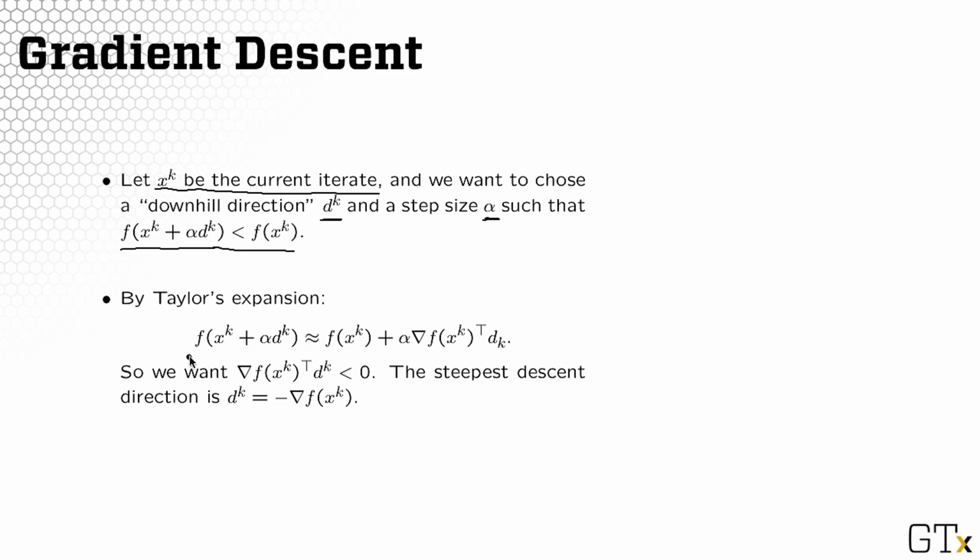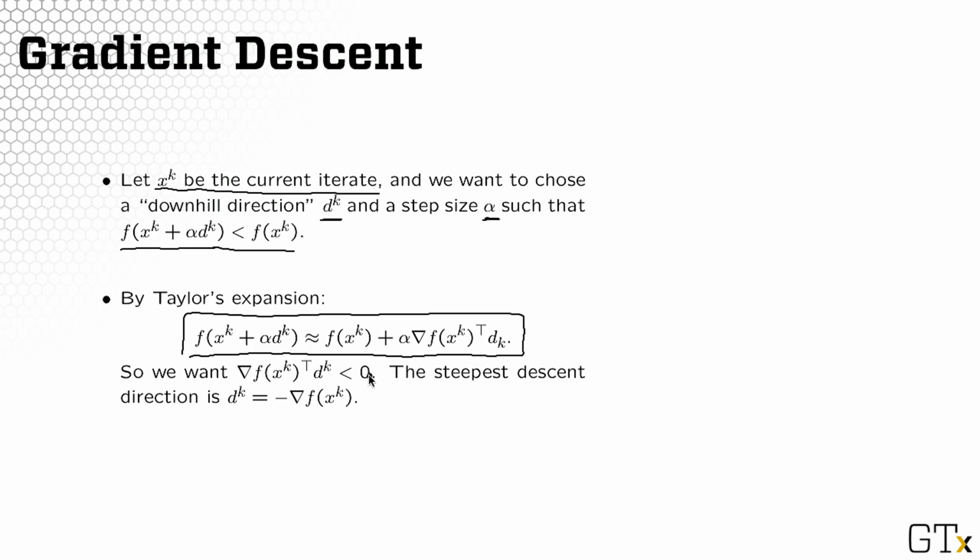So let's try to understand how we can get this to hold by looking at the first order Taylor's expansion of the function at the new point around the current point. Remember what the first order Taylor's expansion is. The function value at the new point is equal to the function value at the current point plus alpha times the gradient scalar product with the difference between the new point and the old point. That's dk, alpha dk.